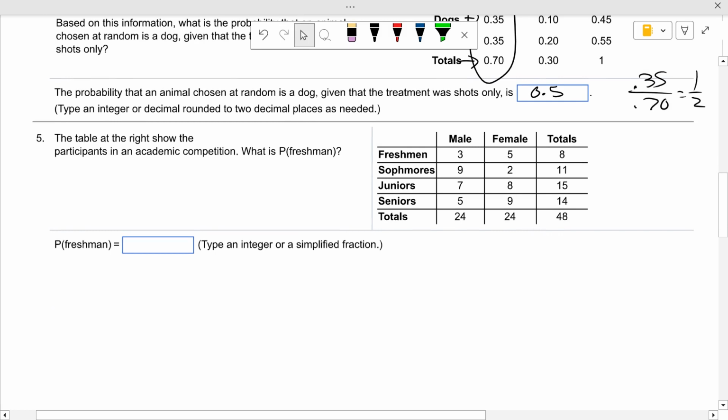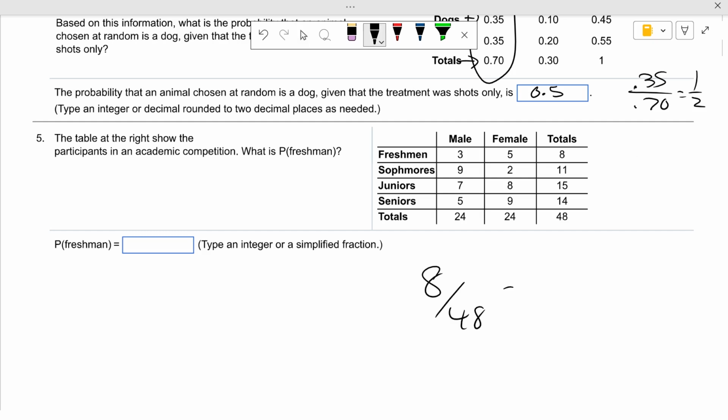Last one, probability of freshmen. Since there's no line here, what do you do? Take it out of the total. Probability of a freshman, well, freshmen are all these over here, so 8 out of the 48. 8 out of 48, which reduces down to 1/6.